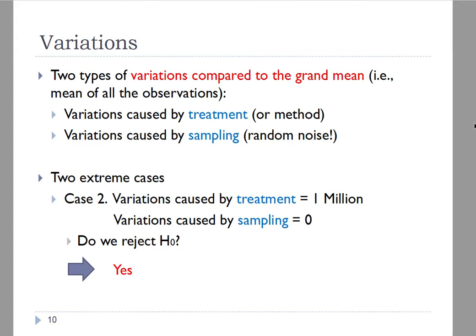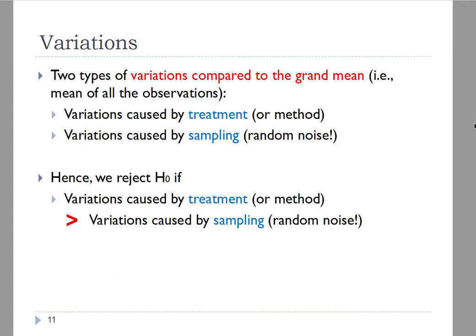So, here's another extreme case where the variations caused by treatment equals 1 million, where we have unexplained variation that results in an error. Variations caused by sampling equals 0. Do we reject the null? Yes. Since by definition, ANOVA is analysis of variance, remember, variance is the average squared deviations, the difference of a data point from the distribution mean. It really looks to see how spread out your numbers are.